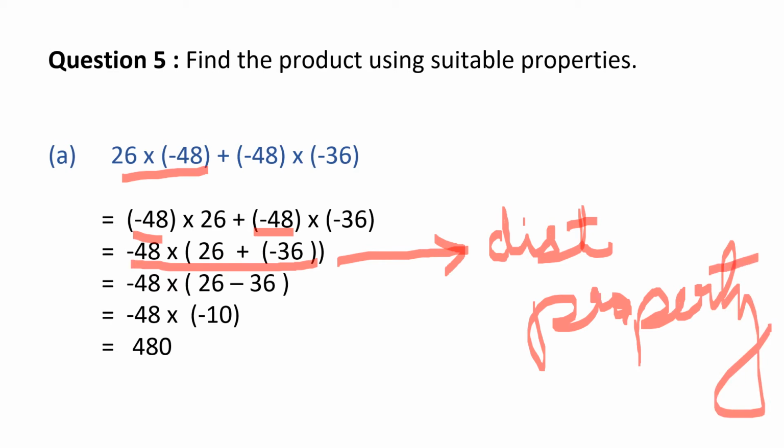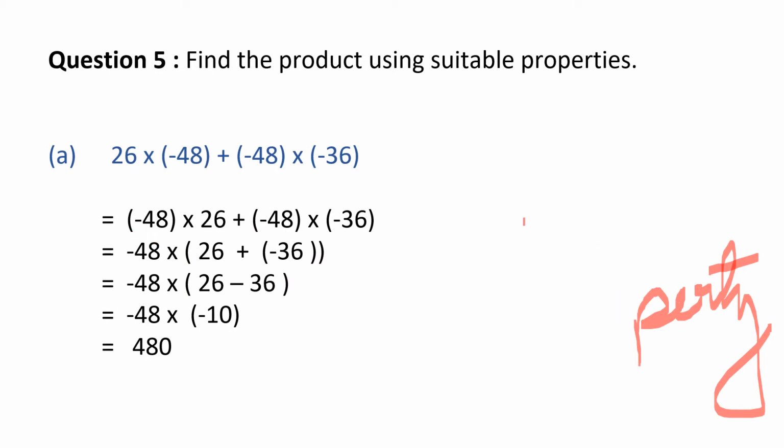So now, every time, solve the bracket first. So 26 plus minus becomes minus, right? Let me rub it out so that you can look at it neatly. Minus 48 remains minus 48 itself. Plus minus becomes minus, so 26 minus 36 is minus 10. So minus 48 into minus 10: 48 into 10 is 480, and minus into minus is plus. So you get plus 480 as your answer. Okay, so we used the distributive property here. Now let's see the next question.